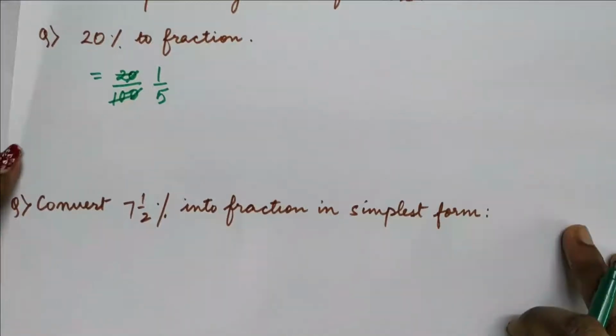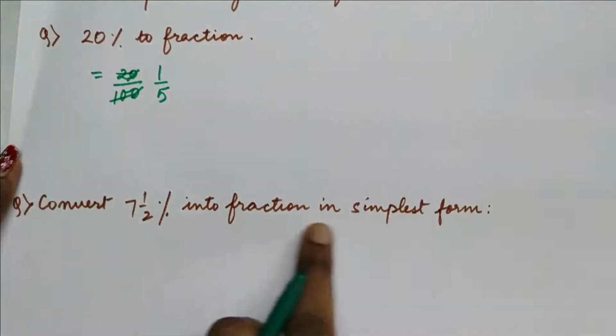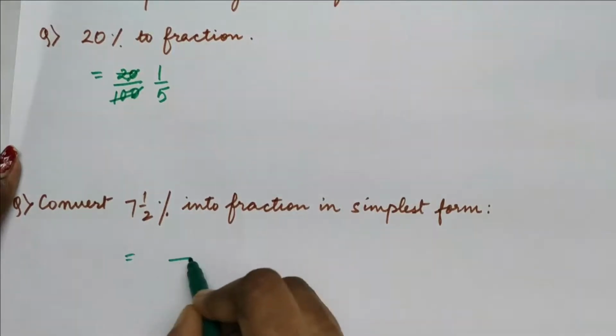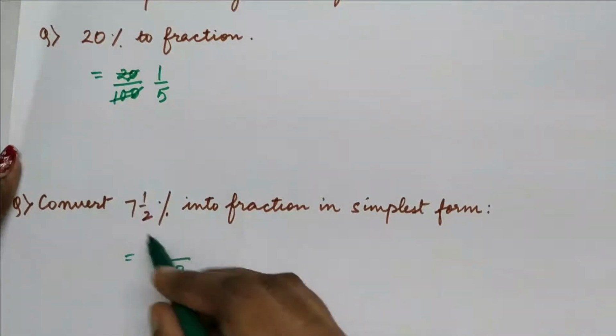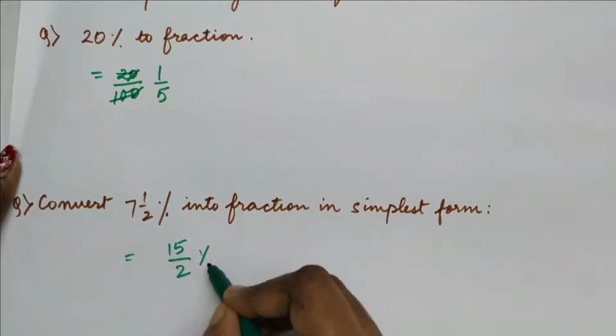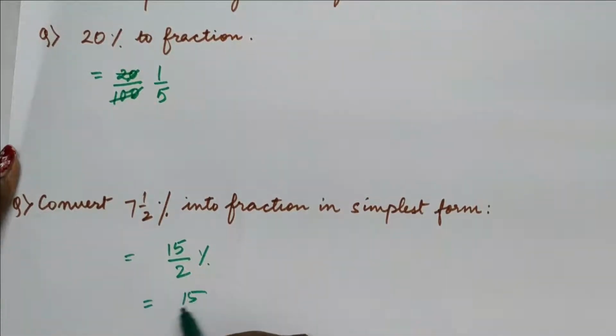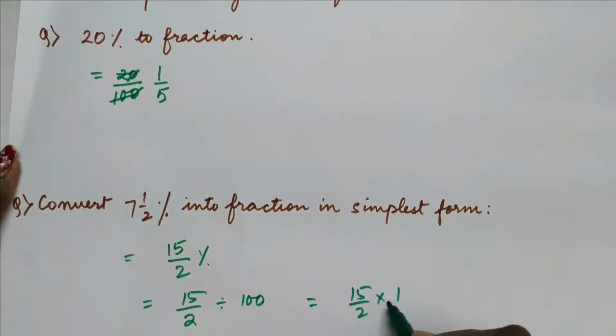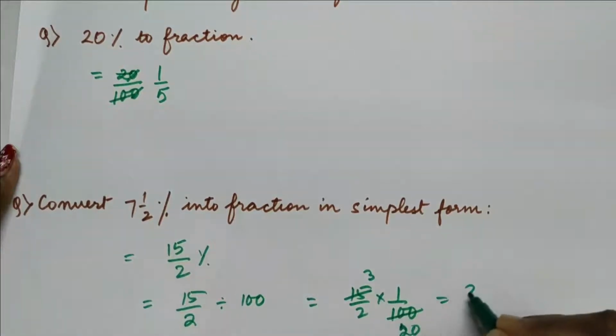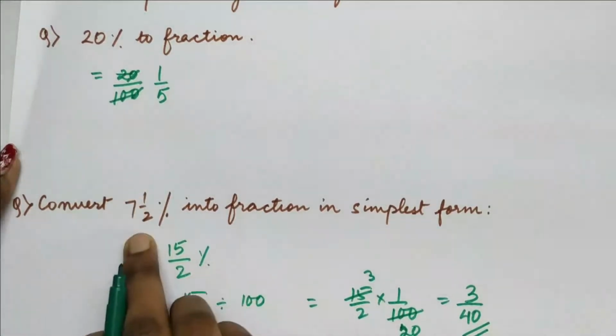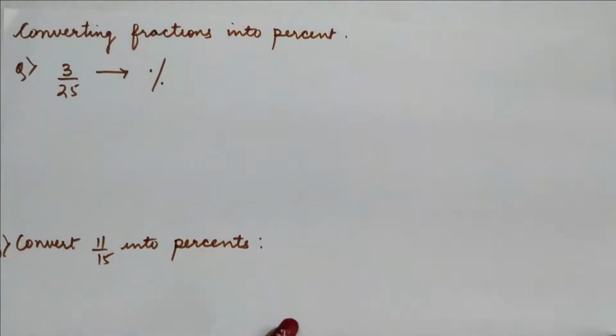So one more question to show it. 7.5% into fraction into simplest form. So first we convert this mixed fraction into improper. So we'll get 15 by 2%, and to remove the percentage symbol we have to divide it with 100. Right? We divide it. So when I write it, it is going to be something like this. You can divide it with 5 3s and 5 20s, so we are left with 3 by 40. This is the simplest fraction of 7.5%.